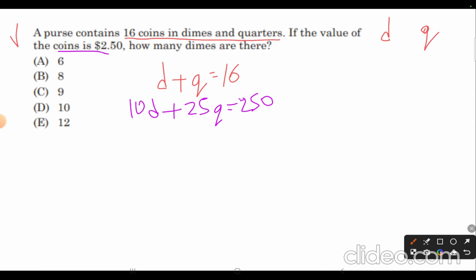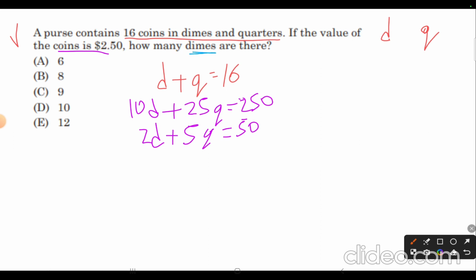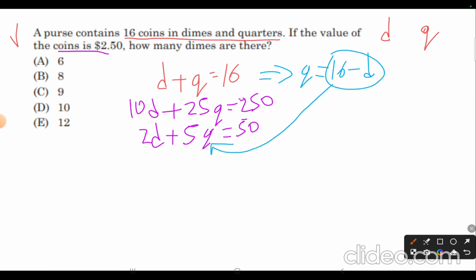Let's simplify by 5, it will be easier. 10 by 5 will be 2D, 25 by 5 is 5Q, and 250 by 5 is just 50. And from the first equation, they are asking for dimes, that's why we should write Q in terms of dimes. From the first equation, we see that Q is 16 minus D. Let's substitute this into our second equation, and we can find D because we will have only D.